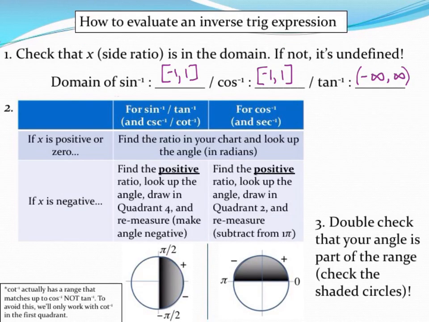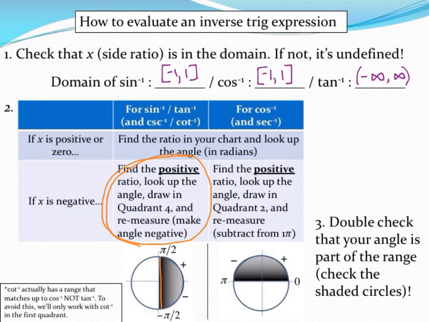Next up, let's take a look at what to do when the x value of the side ratio is negative. It gets a little bit tricky here, so for this video, we're going to stick with just working with inverse sine and inverse tangent. And the reason I'm picking just those two is because they have a particular set of answers I can get.